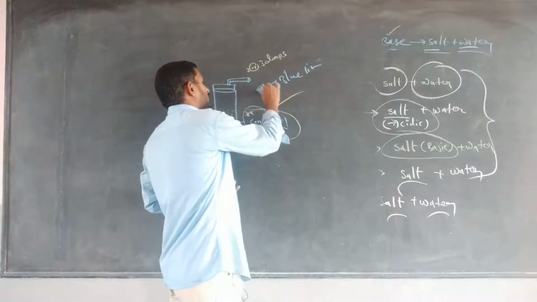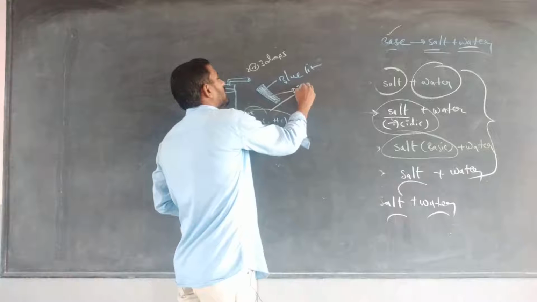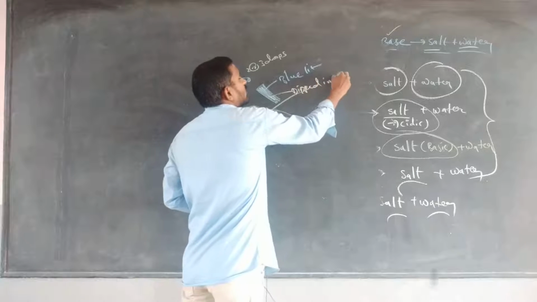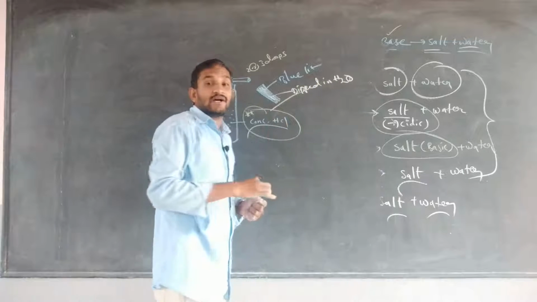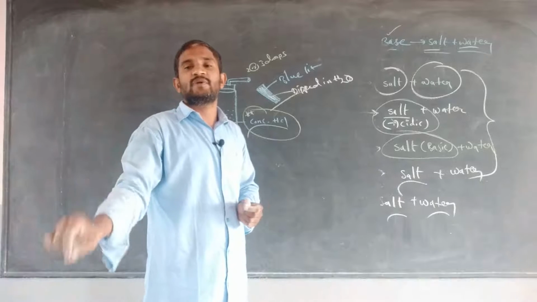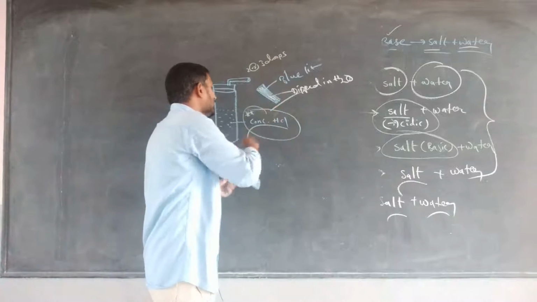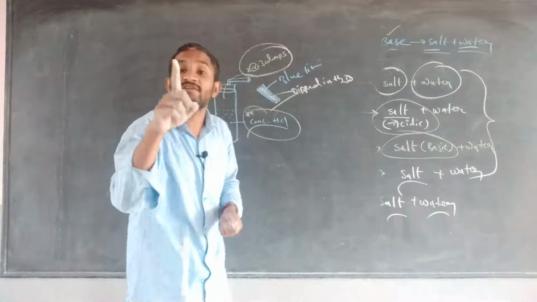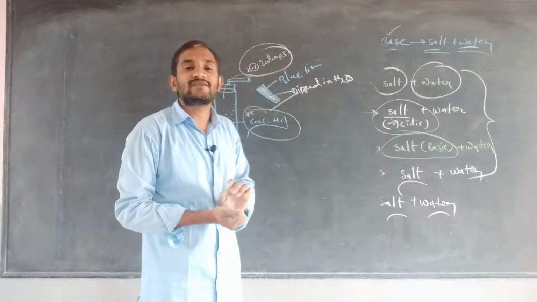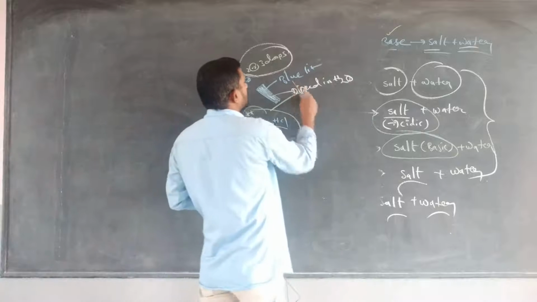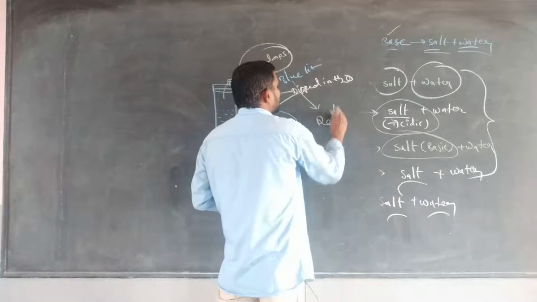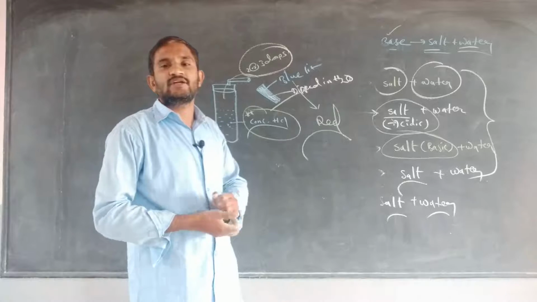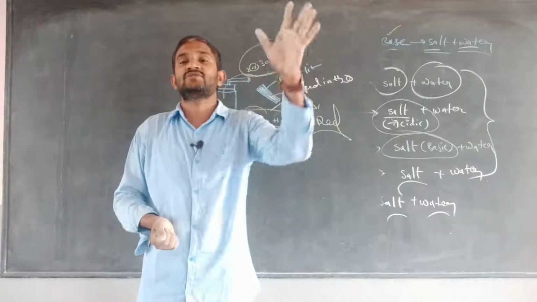Afterwards you keep it here. After dipping this blue litmus paper in the water, again we add 2 or 3 drops of concentrated hydrochloric acid. At that time the blue litmus will change into red color.